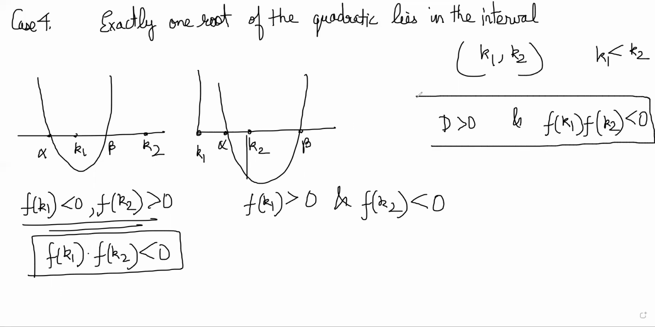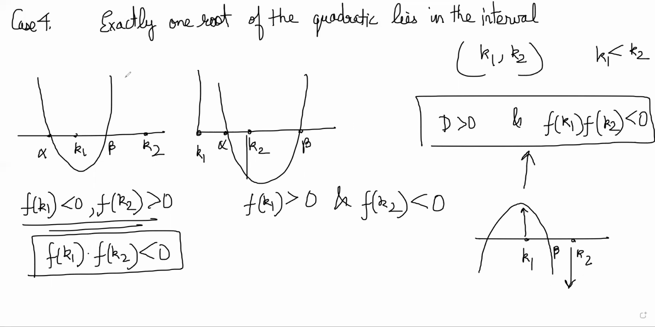And these two conditions will hold even if a is negative. So if a is negative and you have K1 here and beta here and K2 here, still f of K1 is positive and f of K2 is negative. So this condition holds for all cases, and it proves that exactly one root of the quadratic will lie in this interval, right? Now, if both the roots lie inside an interval, that is a separate concept.